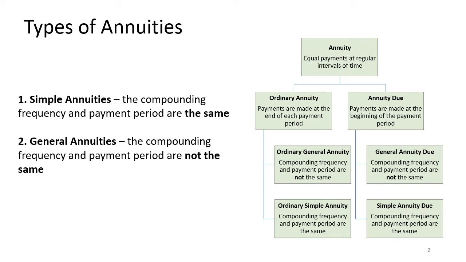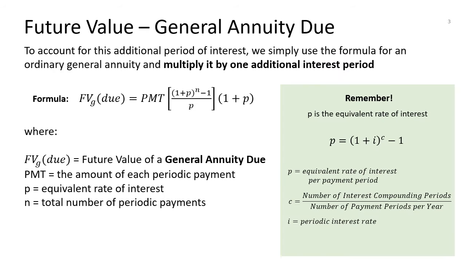So I always like to bring up this slide just to see where we're at. These are all the major types of annuities. We'll talk about a few special cases after this lesson. Now we're going to talk about general annuities due. Payments are made at the beginning of the payment period, and the compounding frequency and payment period are not the same. So far we've talked about ordinary general annuities, ordinary simple annuities, and simple annuities due. So this is the last piece of the puzzle for major forms of annuities.